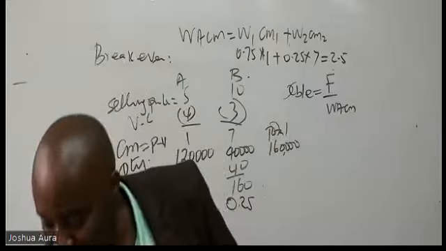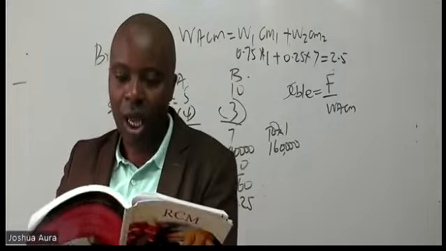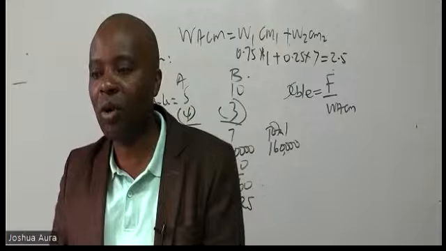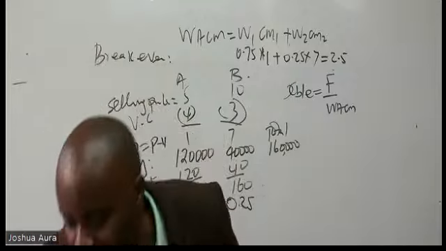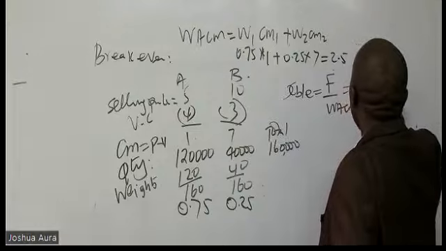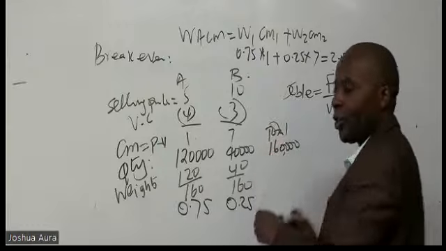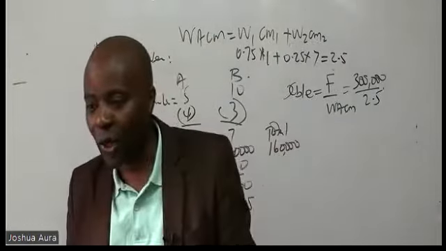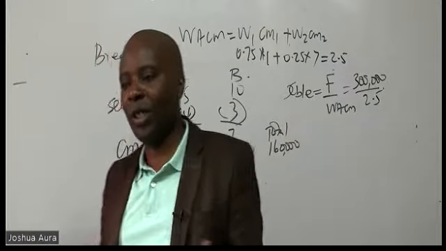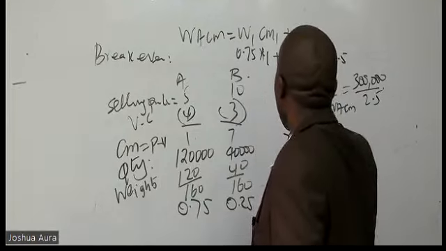Has the examiner given me the fixed cost? From the table given there, the fixed cost is 300,000. So this will be 300,000 divided by Wakim, which you had given me as 2.5. So this is X break-even. What do you get for X break-even? X break-even is 120,000. Thank you so much.